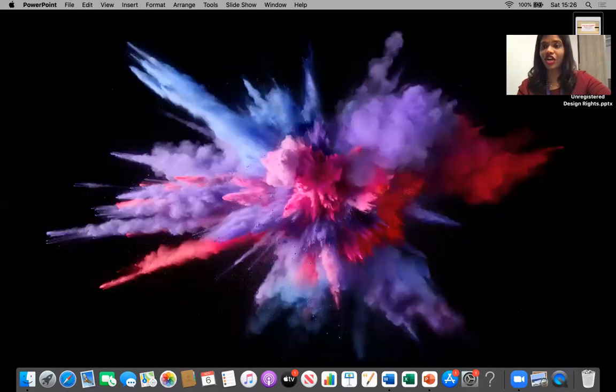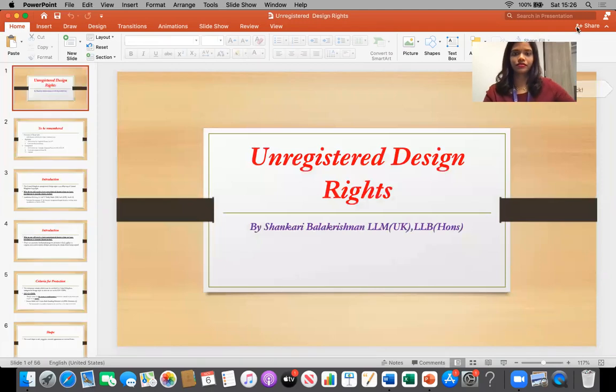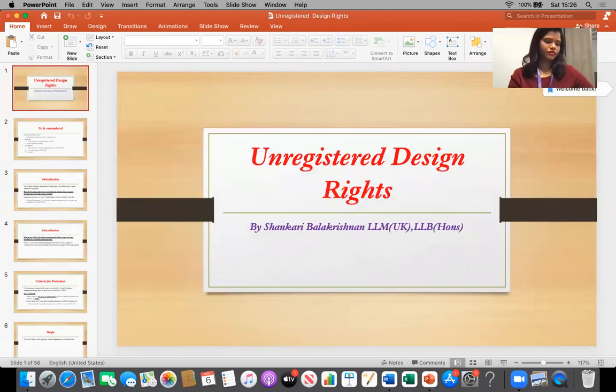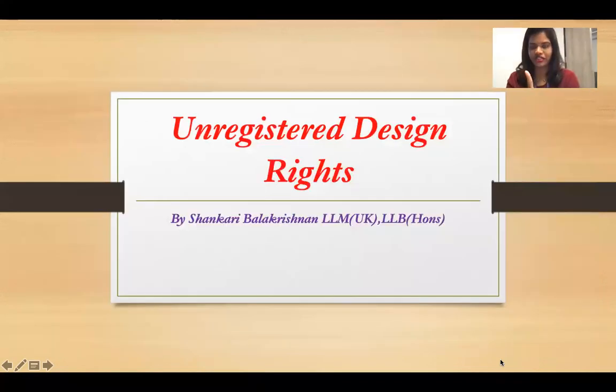The very next thing that we are going to look at is unregistered design rights. When we look at unregistered design rights, they have differences with registered design rights. What are the differences? I told you the term of protection. The next thing you can ask me back is, why do we actually have unregistered design rights?